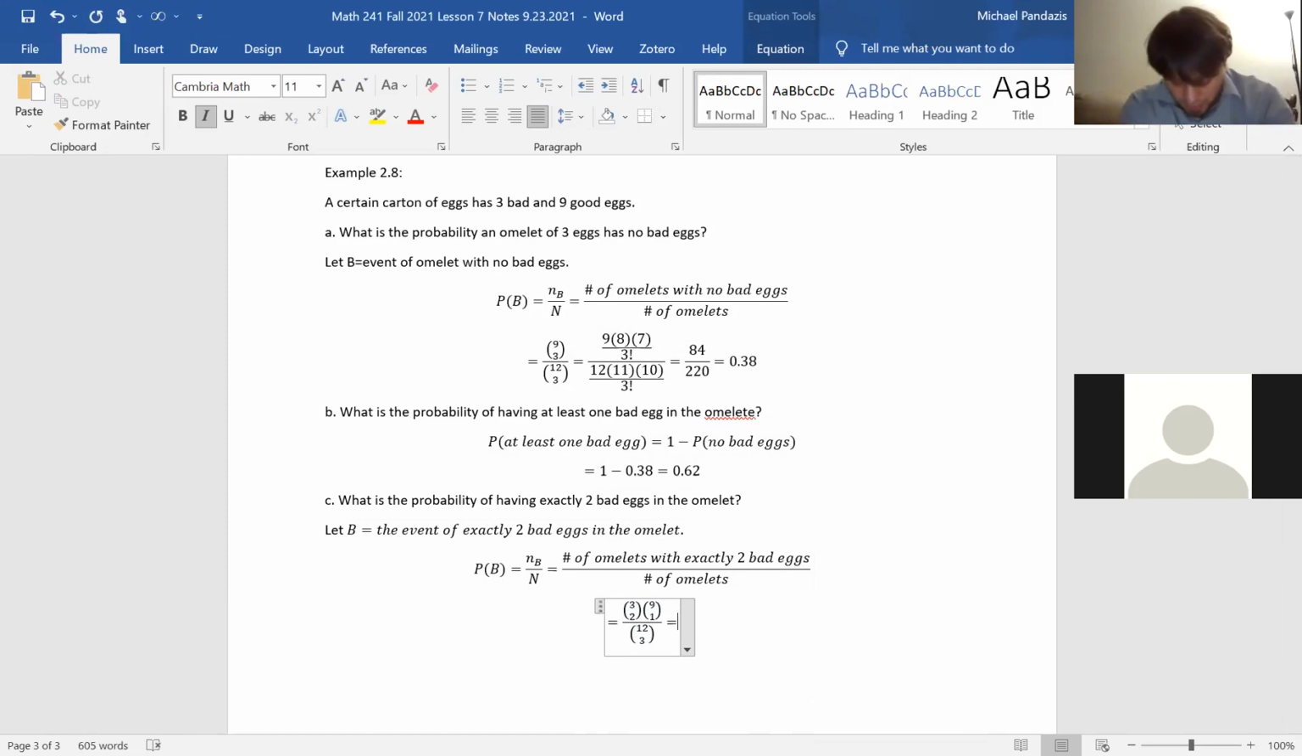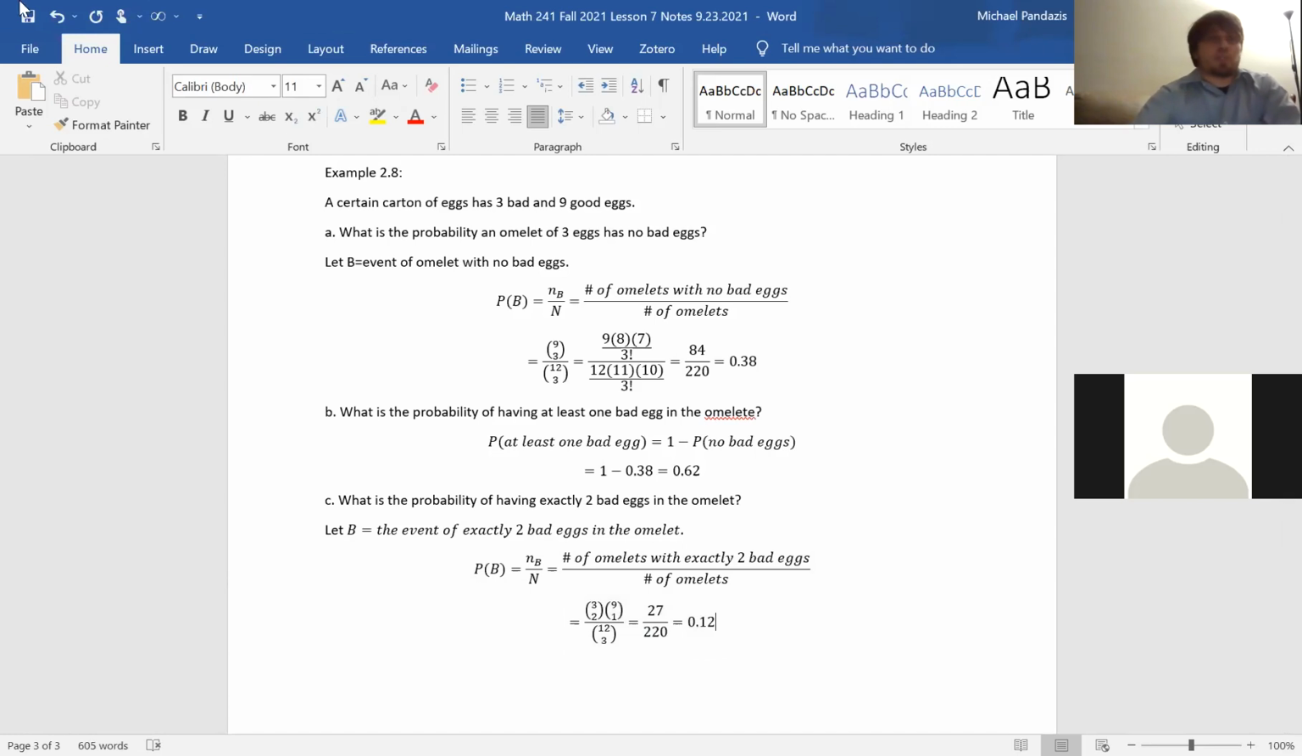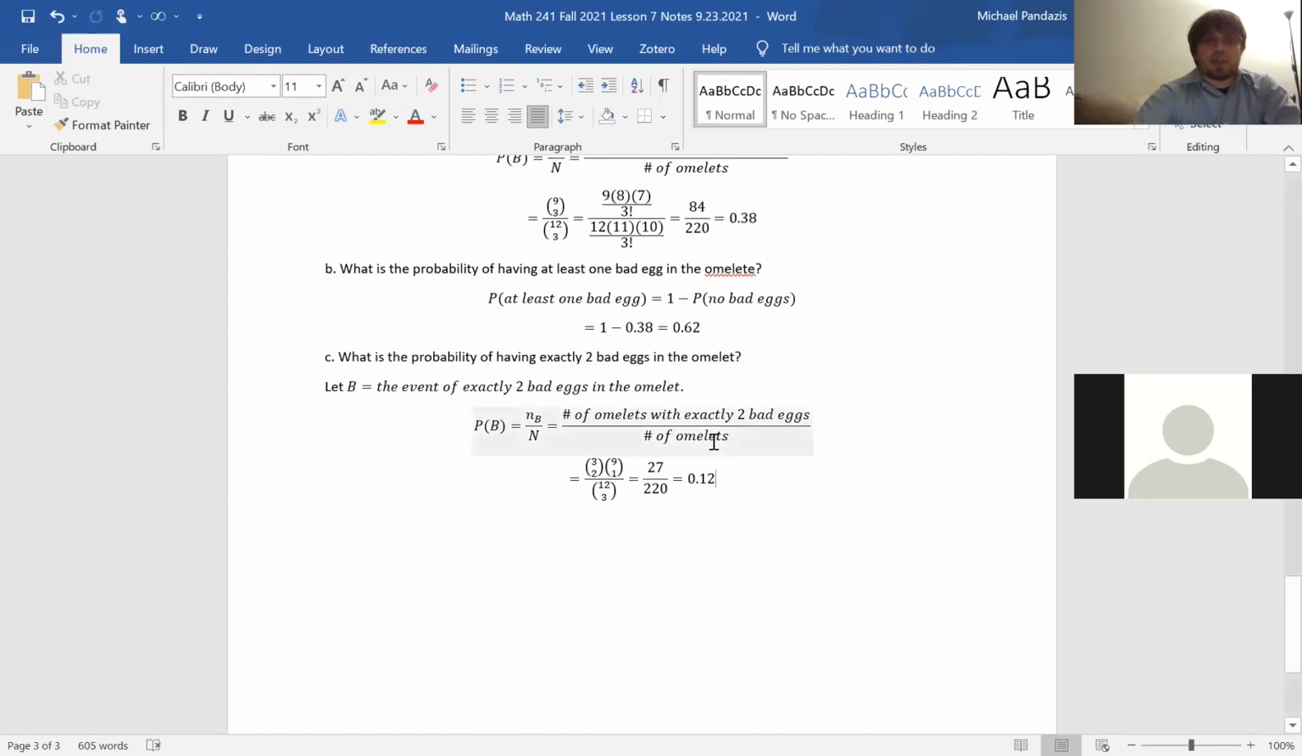Okay, and so you calculate that. And so you get the numerator is 27, and the denominator is 220 still. So 27 over 220 is equal to 0.12. That's the answer, 12%. It's a 12% chance that your omelet has exactly 2 bad eggs. Right? And so that's that example.